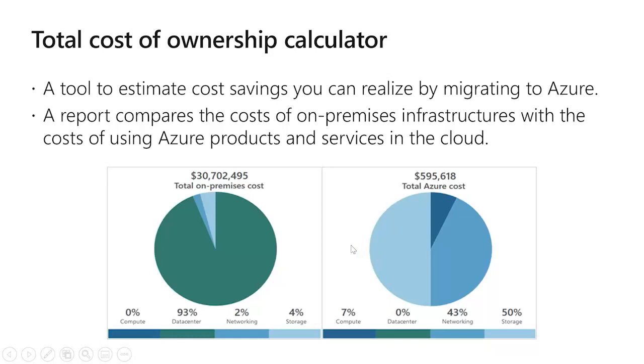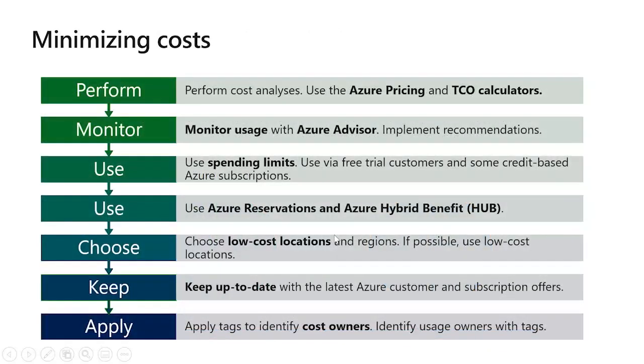I talked about the total cost of ownership. What you're seeing here is an example of what the reports would look like, and there are some sample reports you can use. So how do you minimize costs? What are some best practices? Use the calculators, use the pricing tools, monitor your usage, Azure Monitor, use Advisor. Advisor might come up with cost-saving tips.